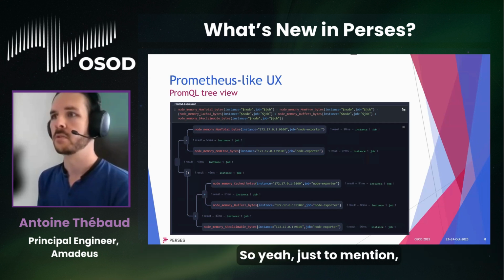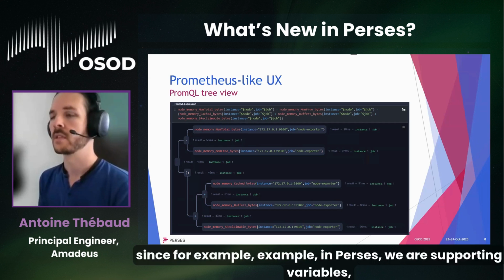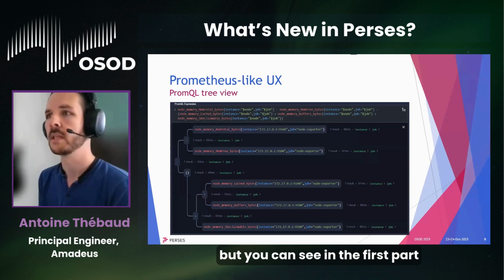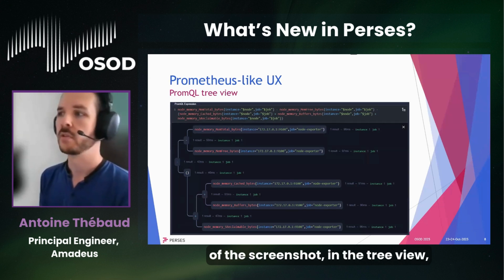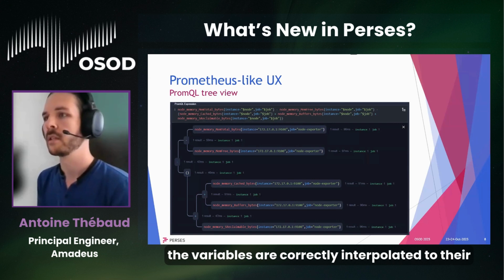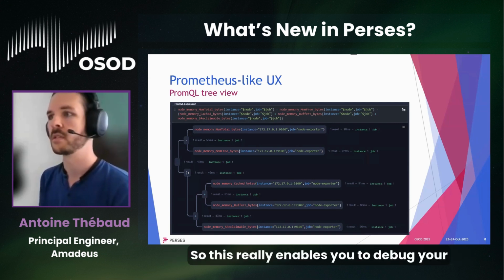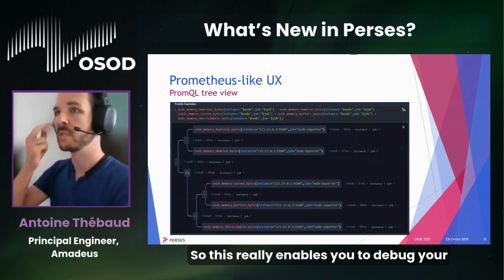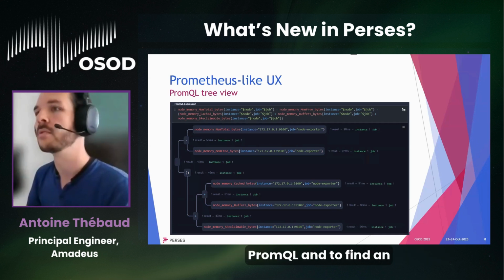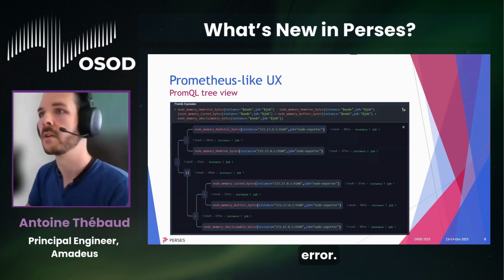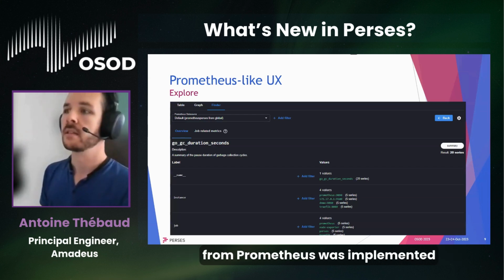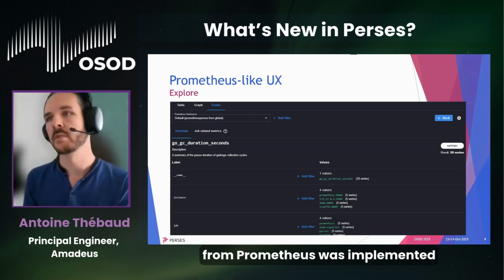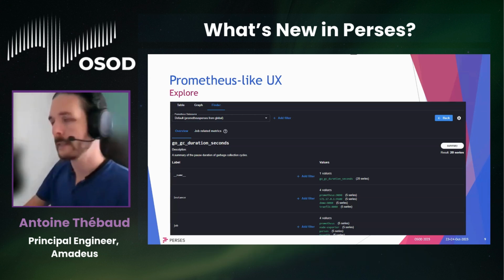Just to mention, since in Perses we are supporting variables, what you can see in the first part of the screenshot, in the tree view, the variables are correctly interpolated to their final value. So this really enables you to debug your PromQL and to find any error. And I mentioned it also, the explore view from Prometheus was implemented as is in Perses.